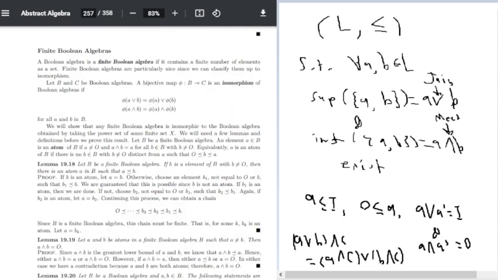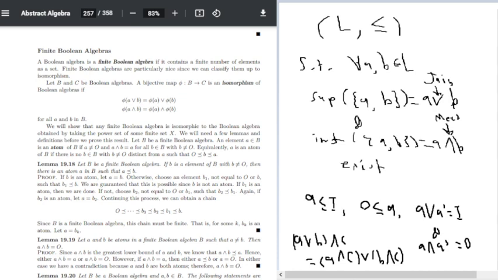Okay. Finite Boolean algebras. A Boolean algebra is a finite Boolean algebra if it contains a finite number of elements as a set. So basically, the cardinality of L as our lattice is not infinity. Finite Boolean algebras are particularly nice since we can classify them up to isomorphism. Ooh, category theory on this.